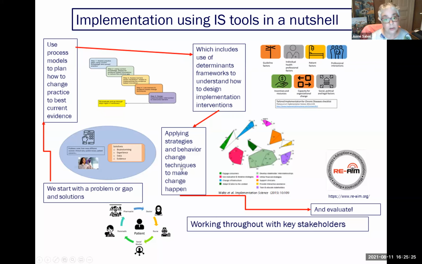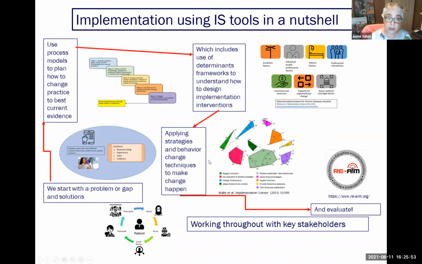And we do that using strategies. There are a few different taxonomies of strategies that have been developed and tested through implementation research. This is from a paper led by Tom Waltz, published in 2015, and it shows a particular configuration or cluster of strategies as determined by a group of stakeholders and researchers.